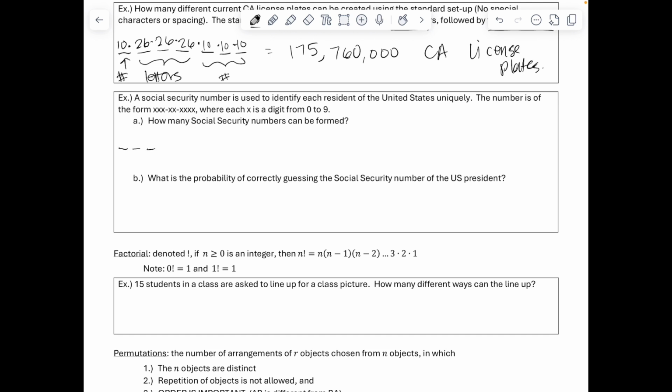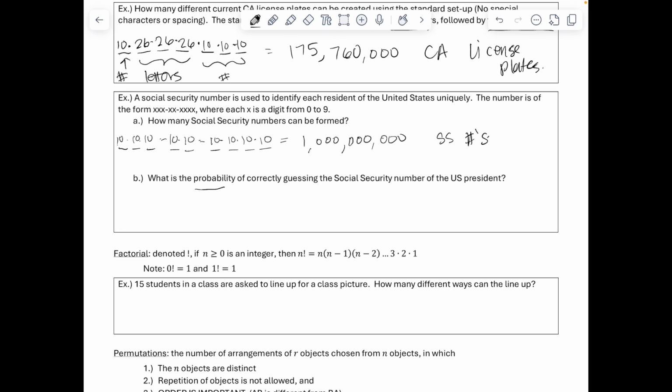So again, the setup is 1, 2, 3, then a little dash, and then 1, 2, and then dash, and then 1, 2, 3, 4. And in each of these spots, we can put a 10. And then again, from here, we're going to be multiplying all of these digits together. And when you multiply it out, you're going to get 1 billion. And this is the total number of social security numbers.